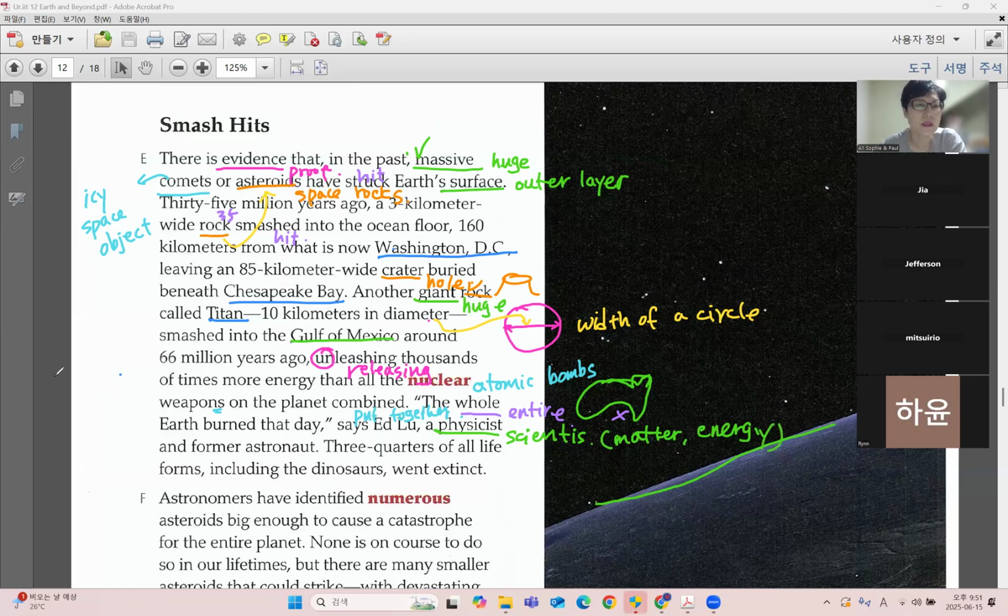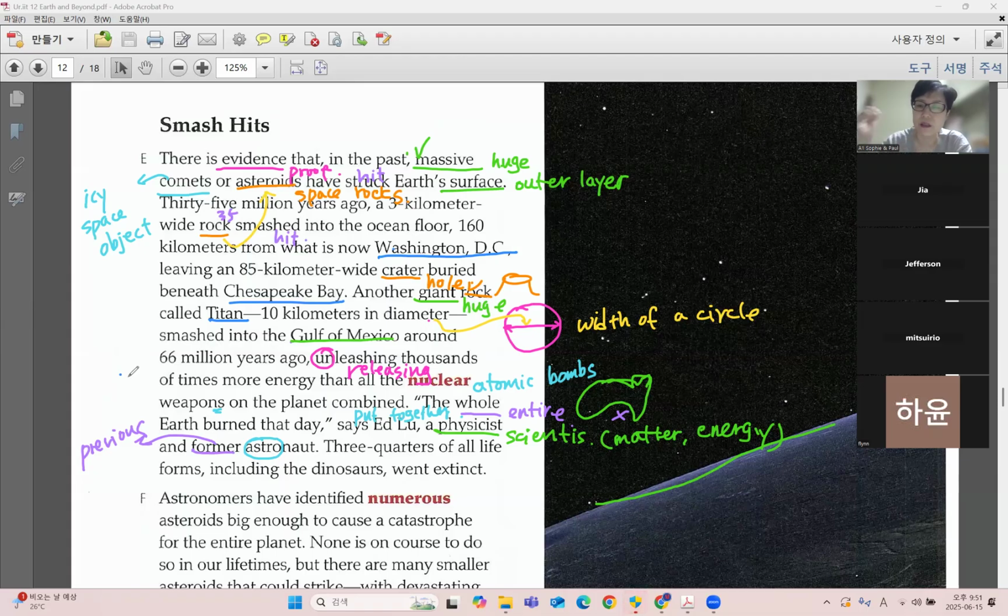And former, what does it mean, former? Former means before, previous. Astronaut. Again, what does astro mean? Astro means space. Space traveler, astronaut. So what is that here again? The whole Earth burned that day. It says that the physicist, the former astronaut, he was an astronaut and also a physicist.